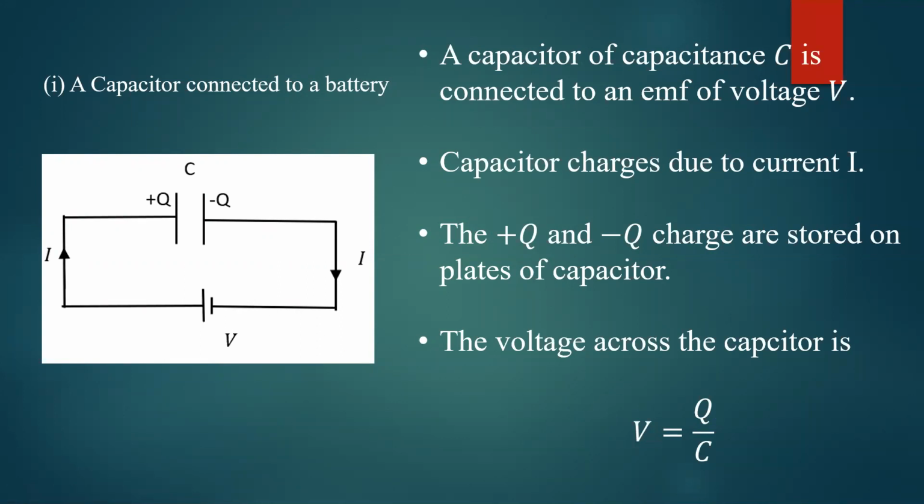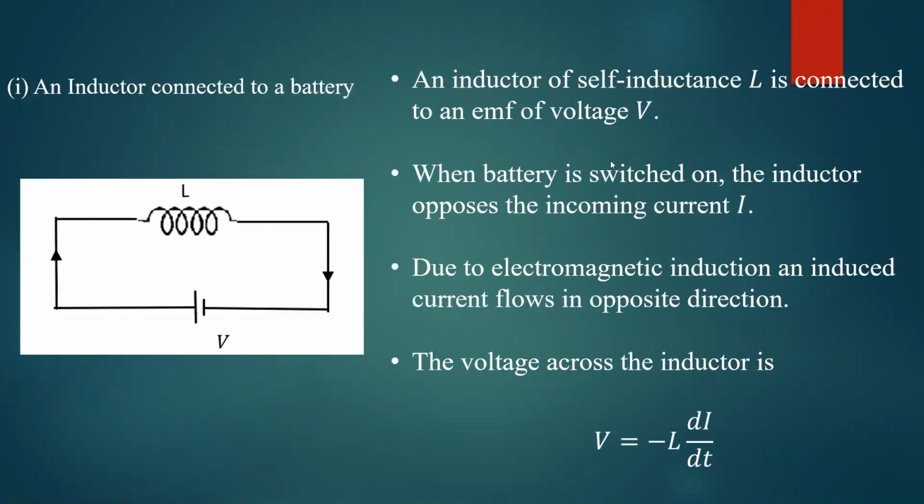Next, the third component is the inductor. So inductor is having this particular symbol. It is a coil. This coil symbol is used. How do we represent an inductor? A coil symbol. Inductor is connected to a battery. Okay, let us assume this particular situation. An inductor of self-inductance L is connected to an EMF of voltage V. Okay, a battery is connected whose voltage is V, which is connected to an inductor.